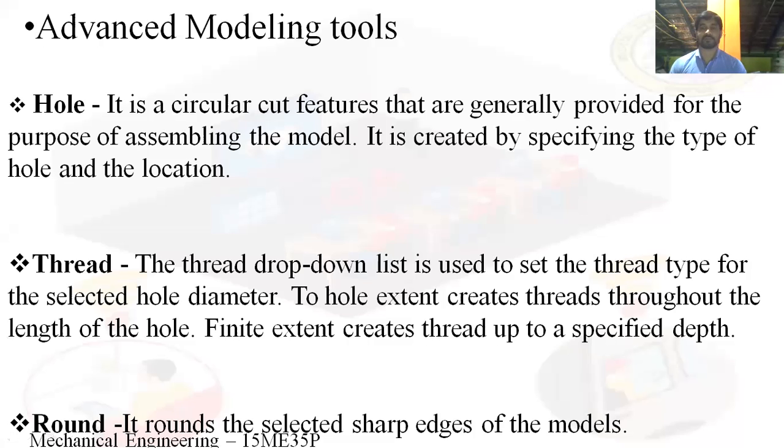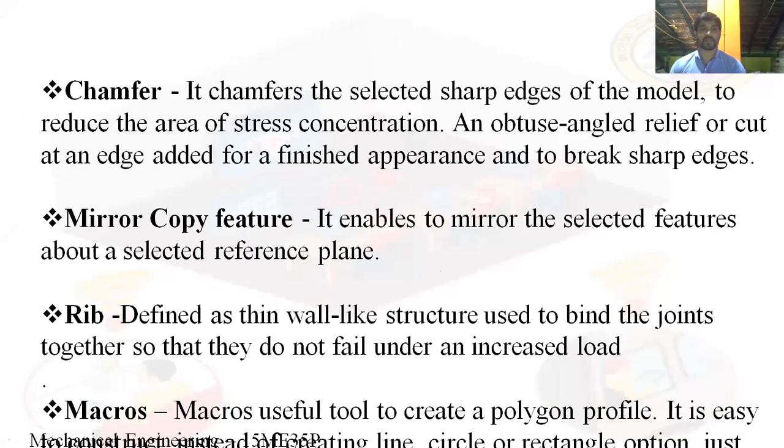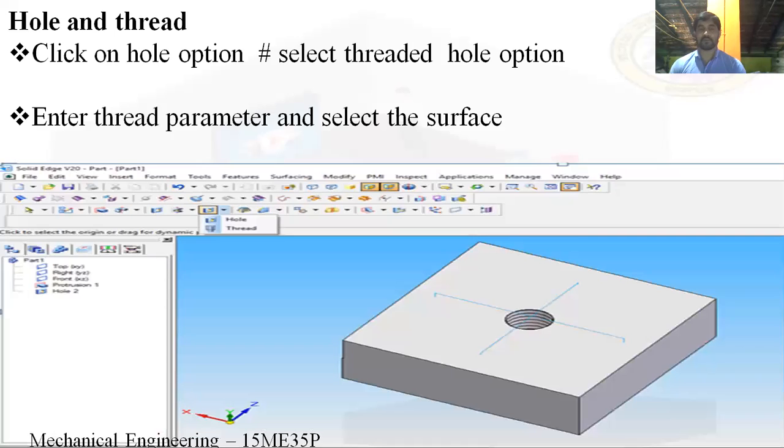advanced modeling tools. In advanced modeling, we are discussing hole, thread, round and chamfer, mirror copy feature, rib and macros. Let us discuss them one by one. First, we'll study thread. So what is hole and thread? The hole and thread is required for fastening purposes, or for oiling or any other purpose. So we'll study how to make a hole and a threaded hole.